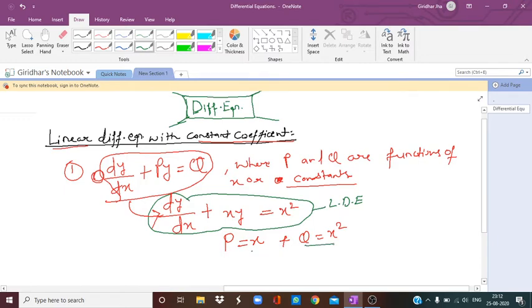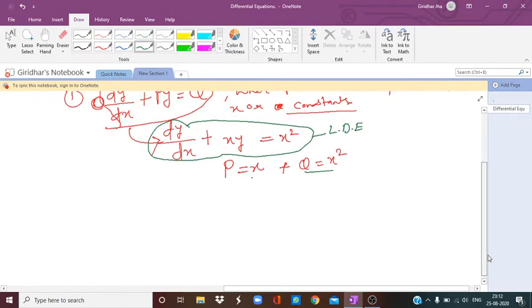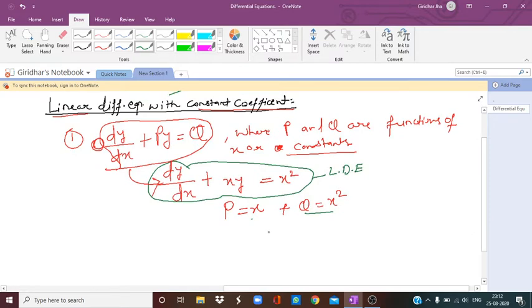Now what do we have to do in this form? What is the solution of the linear differential equation? See here, we came to know this dy by dx plus py equals q, where p and q are functions of x or constants. So we'll talk now about the solution of this differential equation. That is what is important, because the equation is given, we have to find the solution.